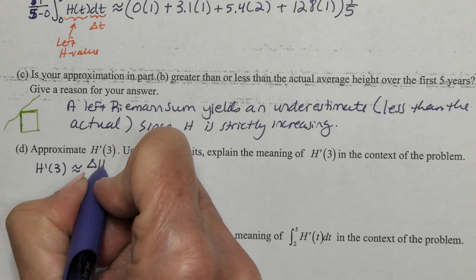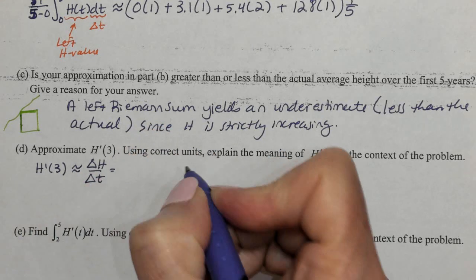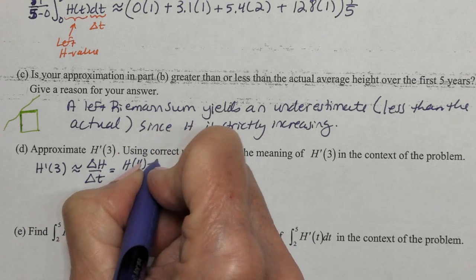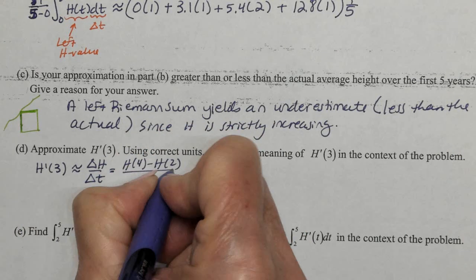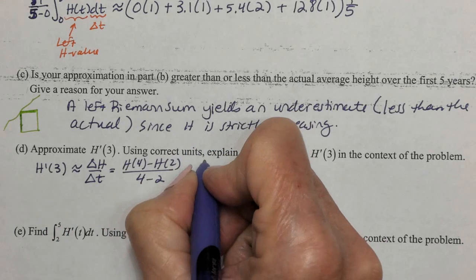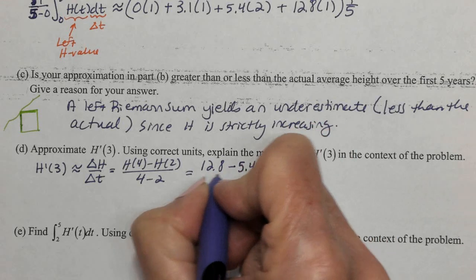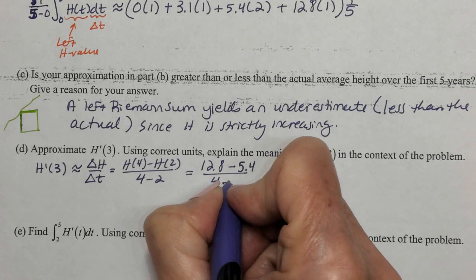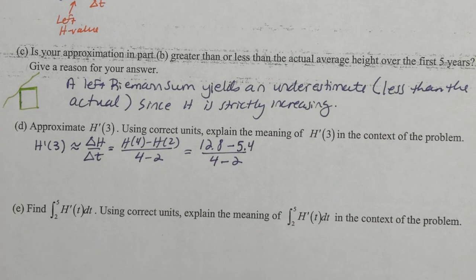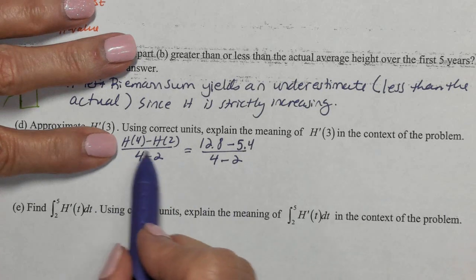So I'm using average height and average time on the 2 closest points. So h of 4 minus h of 2 divided by 4 minus 2. And now I'm going to give those values, 12.8 from the table and 5.4 from the table, over 4 minus 2. I'm going to stop there. Okay, what you have to show there is these two expressions.